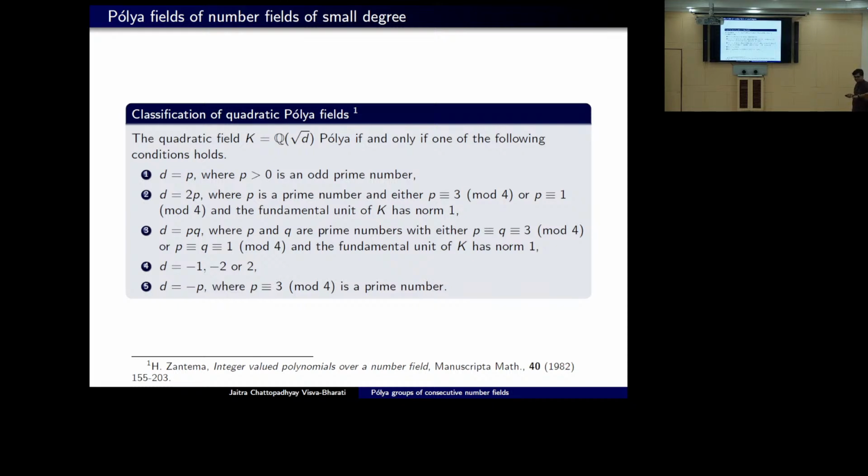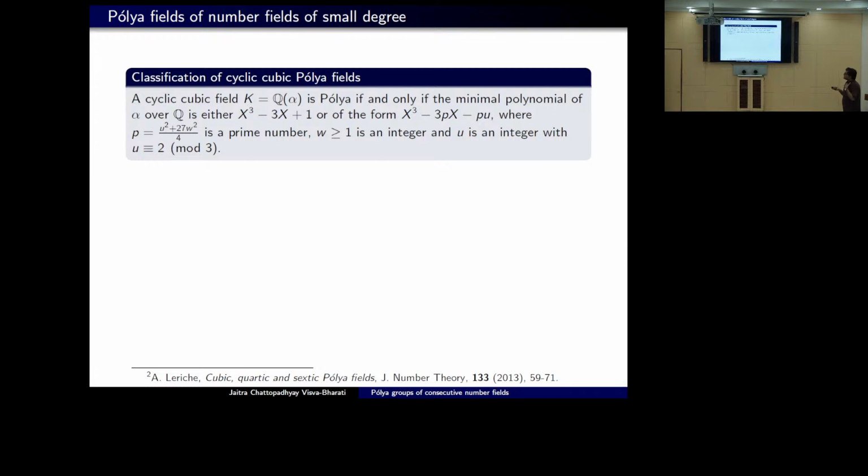Yes, yes. Because obviously we know that there are only finitely many imaginary quadratic number fields of class number 1. So if p is sufficiently large, then D = -p will always have Pólya group not trivial, but class number still bigger than, I mean at least bigger than 1. Now the classification of cubic Pólya fields is given in this way, that we look at the defining cubic polynomial, and if the defining cubic polynomial satisfies these two stringent conditions, then the cubic field is Pólya field.